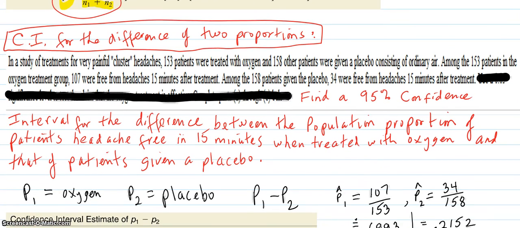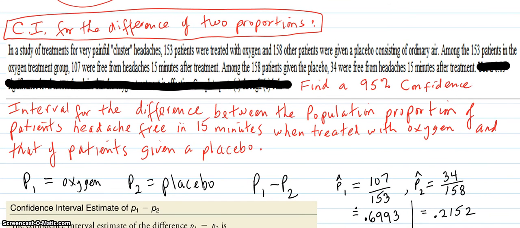So here's our example for the confidence interval for the difference of two proportions. In a study of treatments for very painful cluster headaches, 153 patients were treated with oxygen and 158 other patients were given a placebo. Among the 153 patients in the oxygen group, 107 were free from headaches 15 minutes after treatment. Among the 158 patients given the placebo, just 34 were free from headaches 15 minutes after treatment.